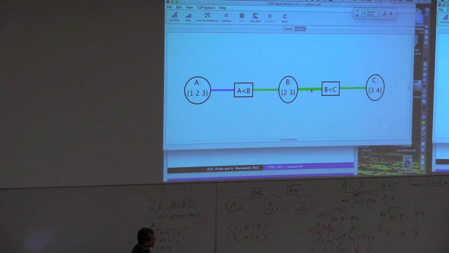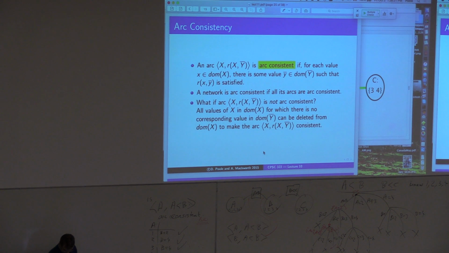We've reduced the subdomain size of B, and so now we might have to reconsider this. Before we knew it was arc consistent, and now we can do that. And once we've done that, we've reduced all the domains, and now we can stop. Does that make sense? Any questions about that?